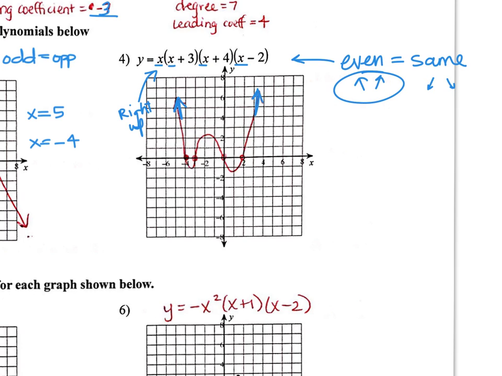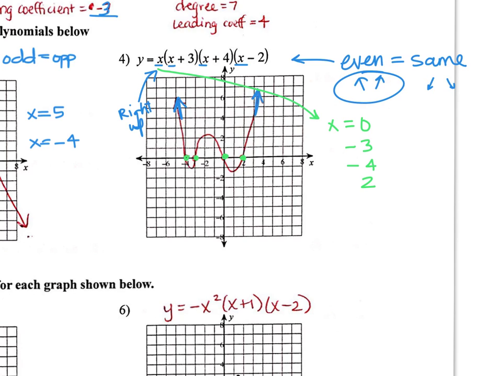The last piece is to think about our roots. Remember, if x is by itself, from the very beginning, if x is by itself, then that's just 0. My other roots here are -3, -4, and 2. I'm just pulling from each parenthesis. The last part, so I'm going to plot those.